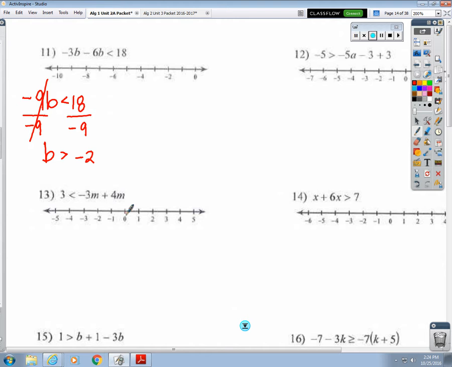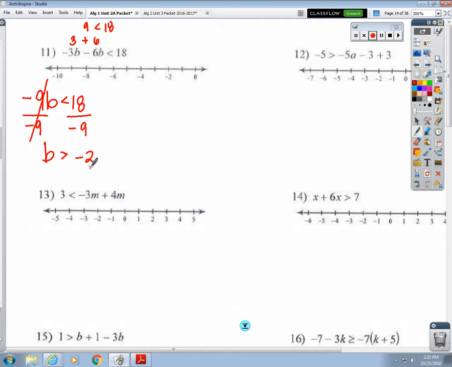Okay? Now let's try a number greater than negative 2. What's the number greater than negative 2? Negative 1, 0, 1, whatever. So we'll try negative 1. If I plug in a negative 1 right here, what's negative 3 times negative 1? What's negative 6 times negative 1? When you add those together, you get 9. Is 9 less than 18? See, now it works. You have to remember that anytime you divide by a negative number, you flip the sign.